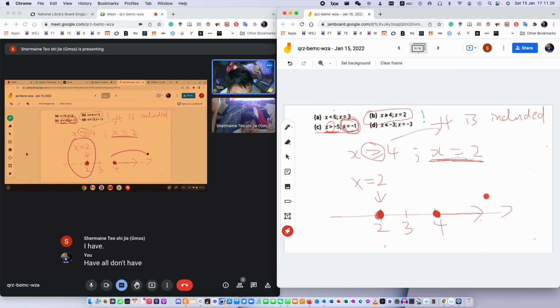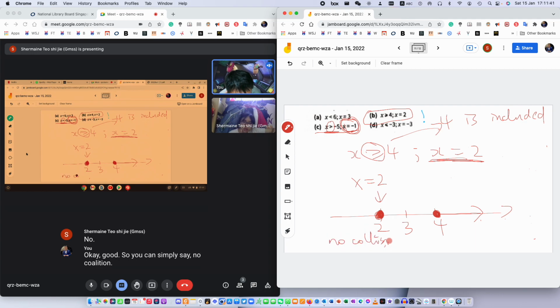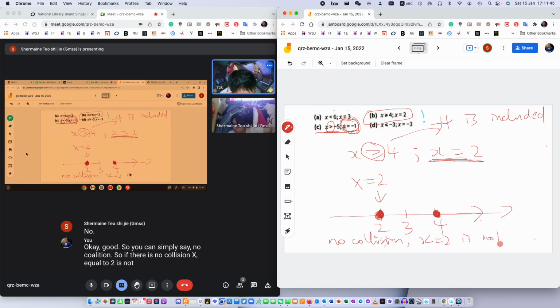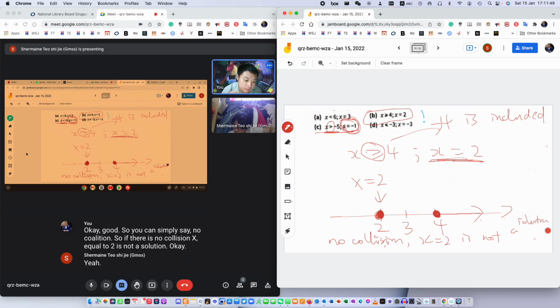The 2 is here. Then this line goes to the right. Any collision? No. Okay, good. So you can simply say no collision. If there is no collision, x equals 2 is not a solution. Are you clear? If there is a collision, then it's a solution.